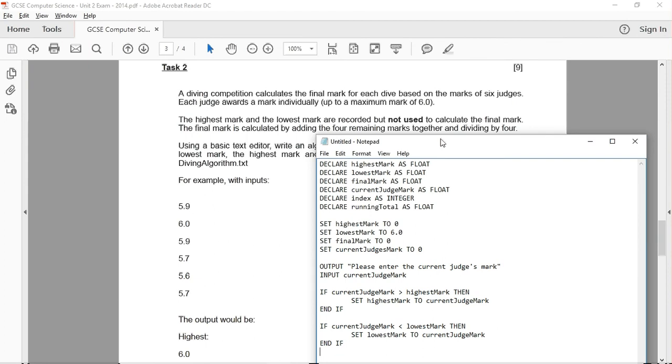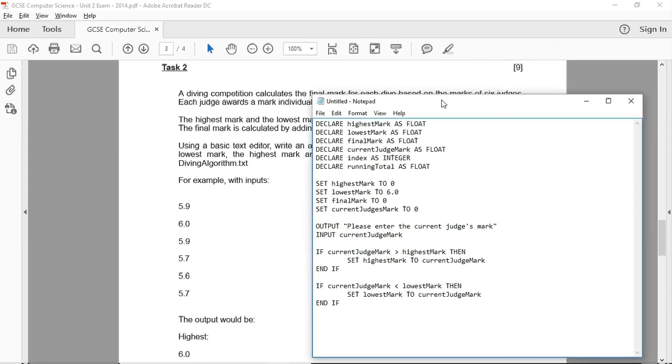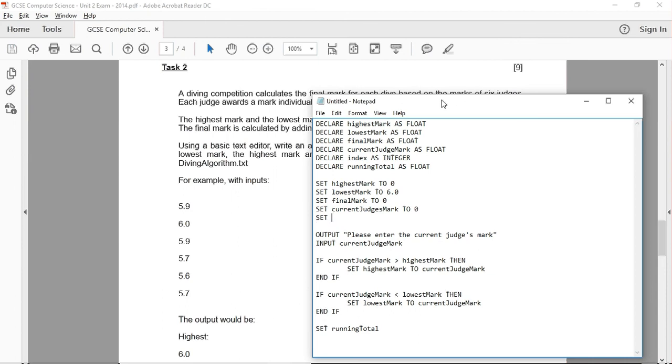Set running total, and I need to set that to 0 as well before I start the program. Set running total to 0. You could put 0.0, and for any reals you could do that, but it doesn't really matter. You wouldn't gain or lose marks for doing that.